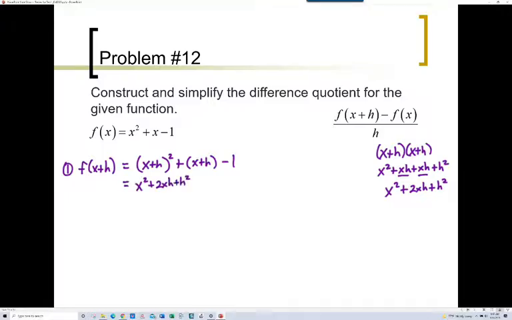So I'm going to go ahead and replace that part. And then I've got plus x plus h. That's just plus x plus h. And then don't forget the minus 1. So that is f of x plus h.